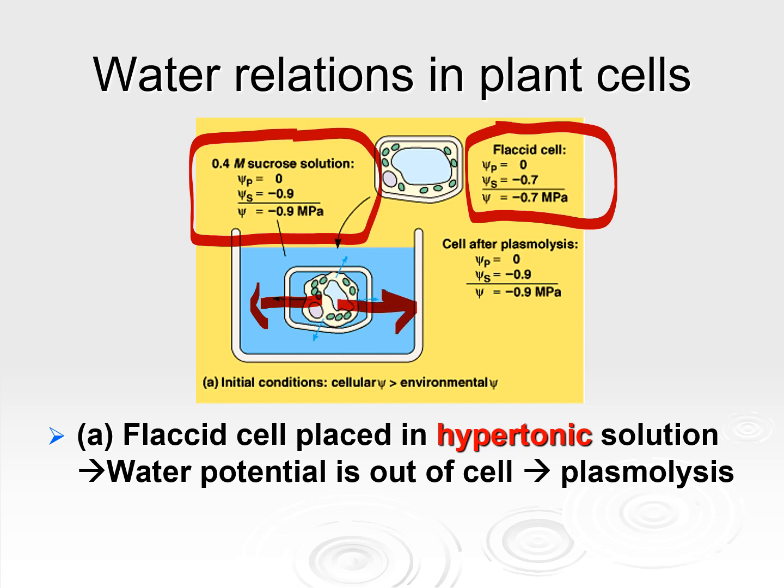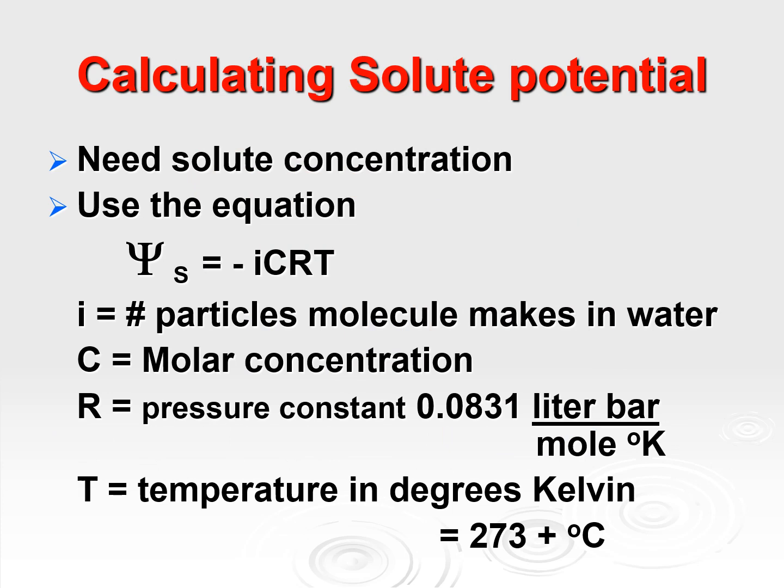The cell will then go through something called plasmolysis, and it will plasmolyze. The cell membrane will pull away from the cell wall, and the cell itself will shrink. Remember that the cell will go into equilibrium with a solution outside of it, so it will stop plasmolyzing after those two are equal. So we know that water potential is equal to the pressure potential plus the solute potential.